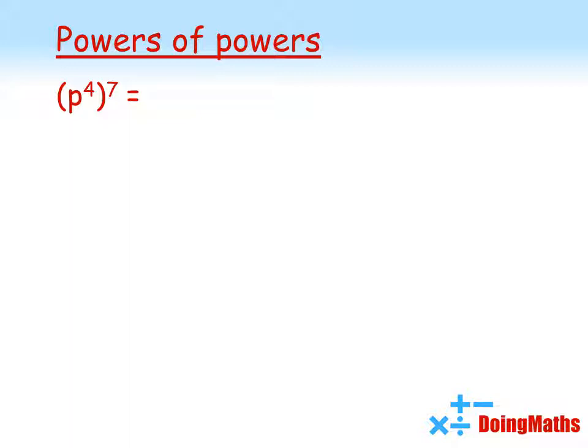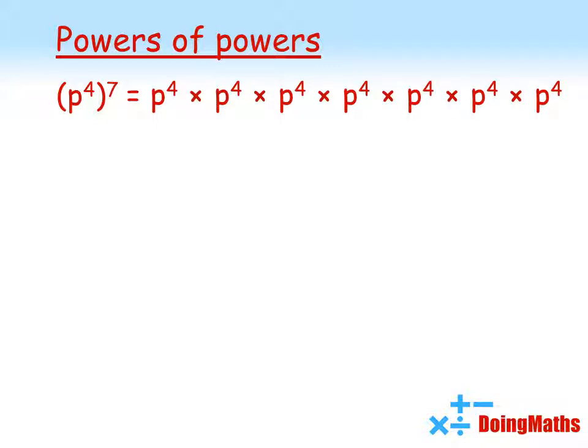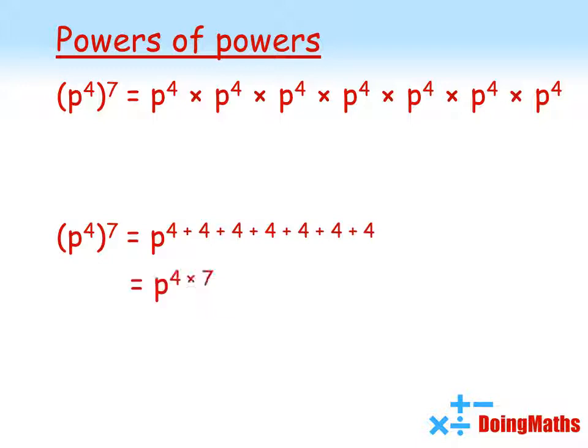Let's try it again. This one's p to the power of 4, all to the power of 7. Well, that's going to be p to the power of 4 times by itself, and again and again, 7 times. So using our rule for when we're multiplying powers, that must be the same as p to the power of 4, add 4, add 4, add 4, add 4, add 4, add 4, 7 times. 4 times 7 gives us a final answer of p to the power of 28. So if we're taking a power of a power, we just multiply those two powers together.